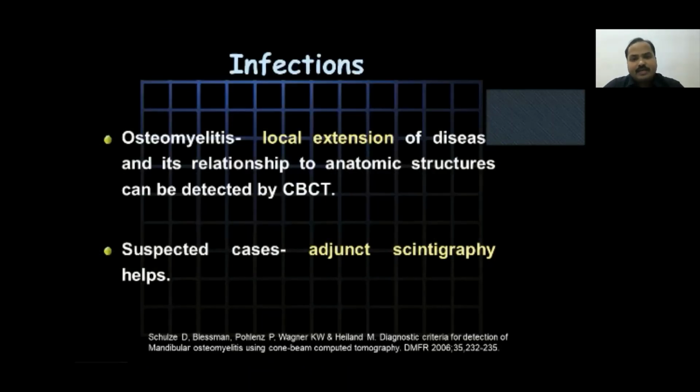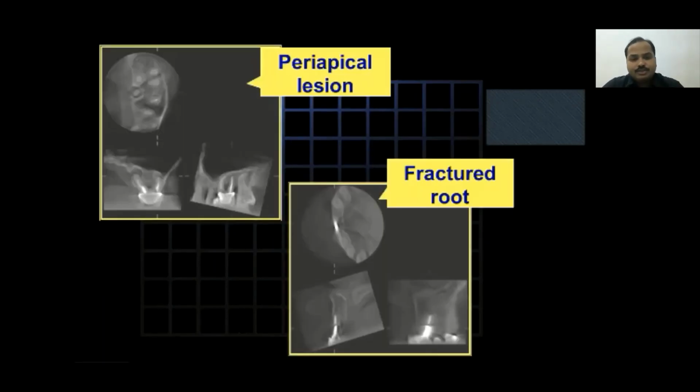Then infections, as we had talked about, the local extension of the disease as in case of osteomyelitis and the relationship to the anatomic structures, these all can be detected by CBCT. In suspected cases where we are suspecting malignancy in infections, we can add scintigraphy along with the CBCT. In periapical lesions, we can also take CBCT images to determine the exact source of infection, the length of the roots, the extension of the infection.